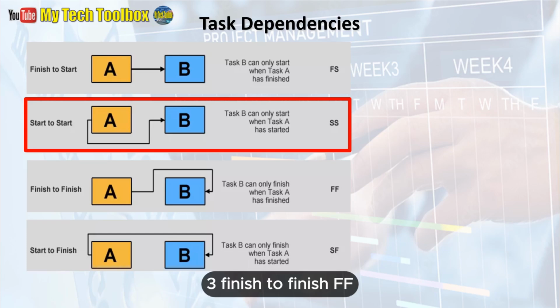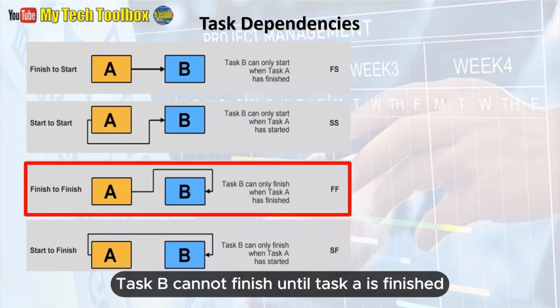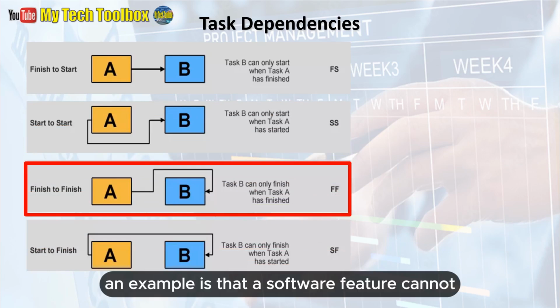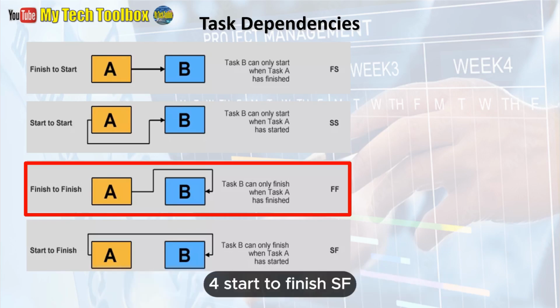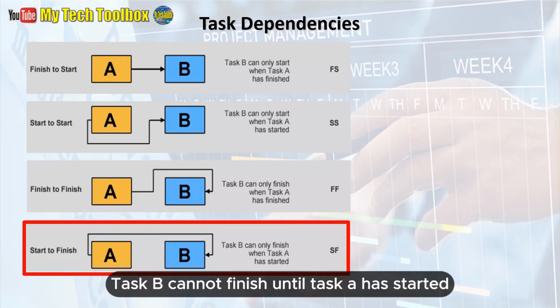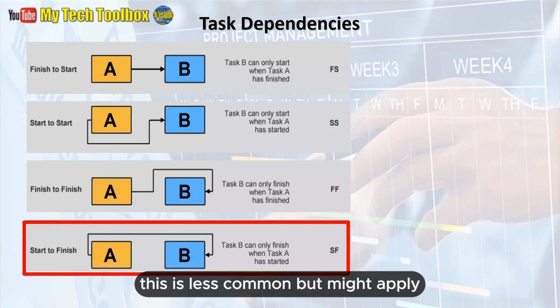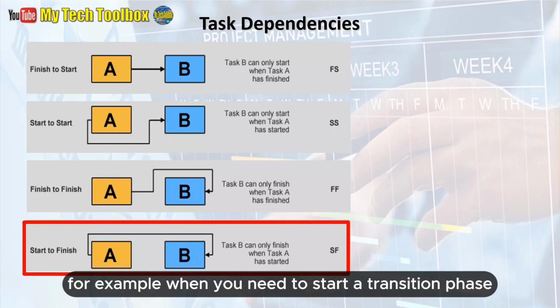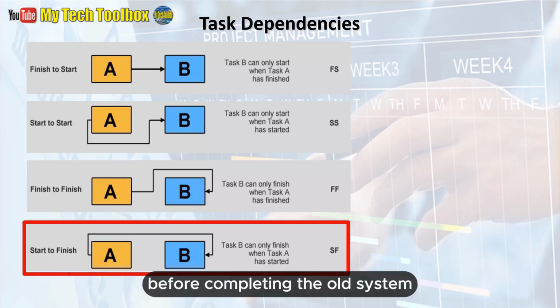3. Finish to finish, FF. Task B cannot finish until task A is finished. An example is that a software feature cannot be released until its testing phase is complete. 4. Start to finish, SF. Task B cannot finish until task A has started. This is less common, but might apply, for example, when you need to start a transition phase before completing the old system.